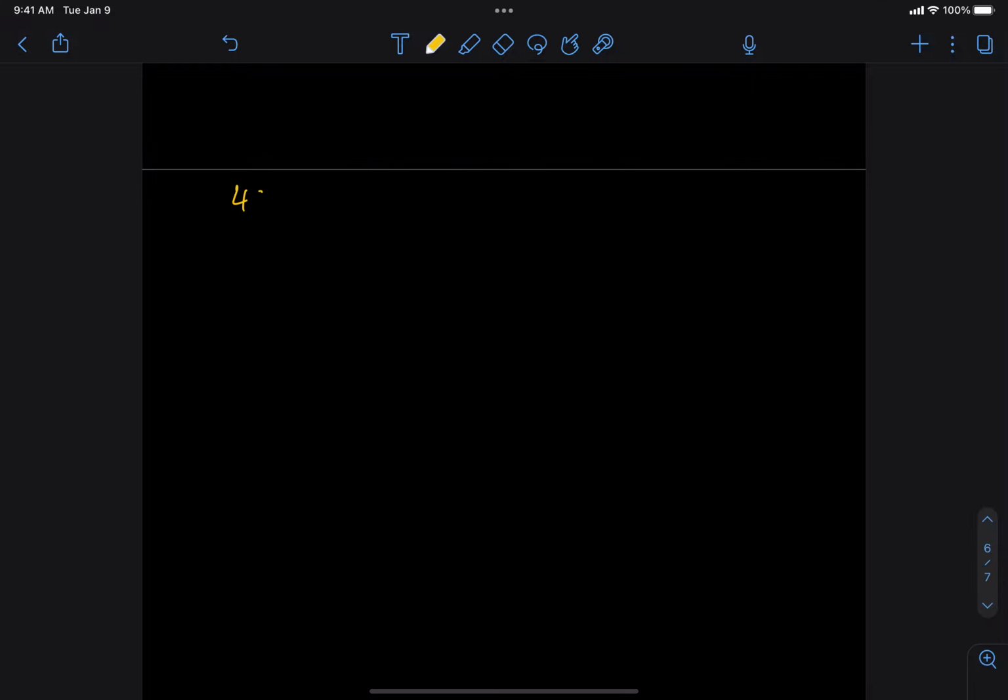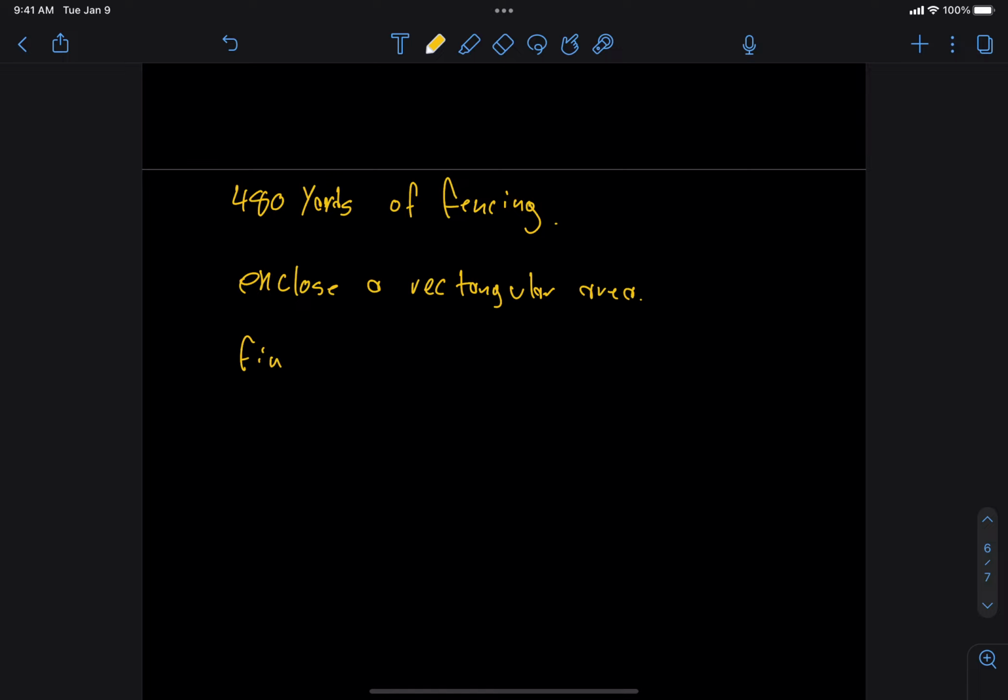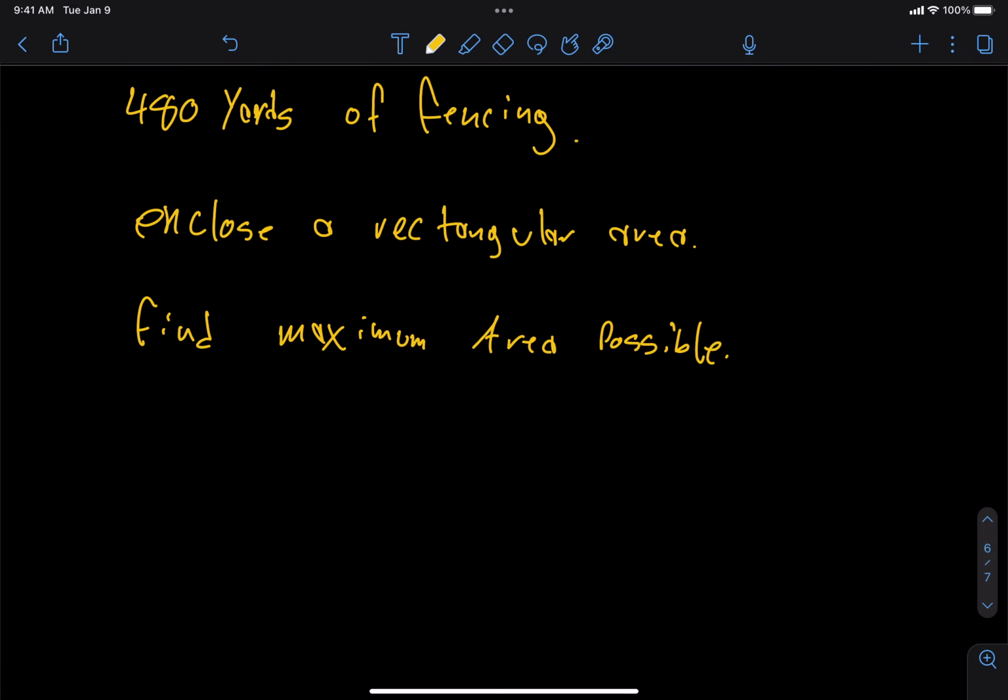Okay, we have 480 yards, weird measurement, but okay, of fencing. And we want to enclose a rectangular area. Find the maximum area possible. Okay, so very abstract kind of a problem.